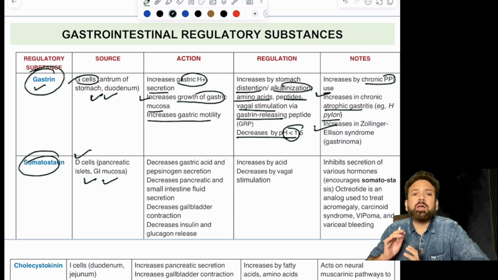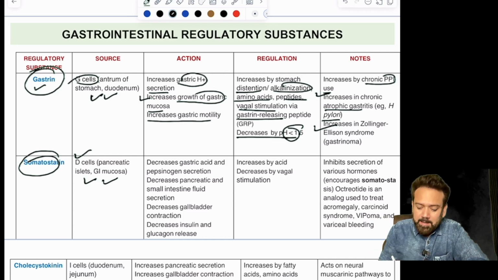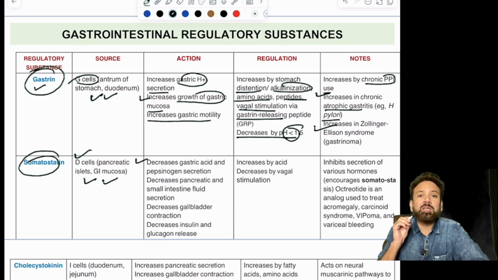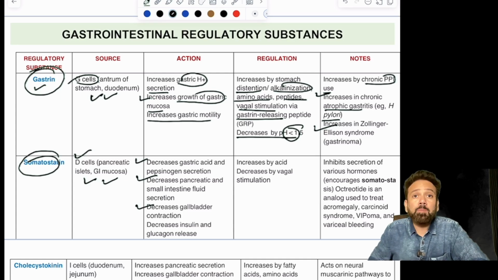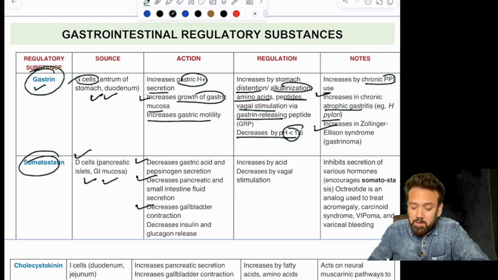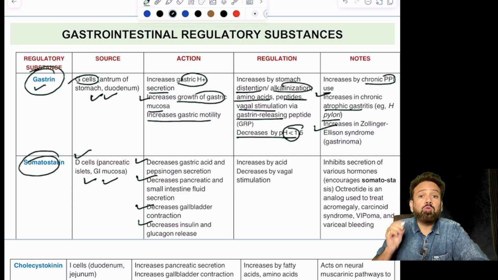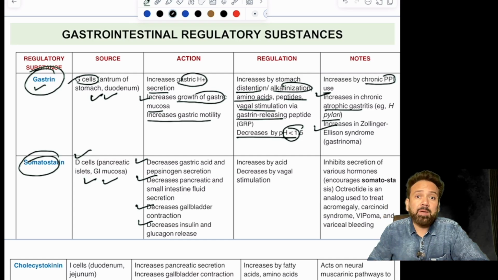It inhibits almost every hormone. So whatever it does, it always decreases. For example, it decreases gastric acid and pepsinogen secretion. Number two, it decreases pancreatic and small intestinal fluid secretion. Number three, it decreases gallbladder contraction. Number four, it decreases insulin and glucagon release. This is in the GIT and in the hypothalamus and pancreas axis.